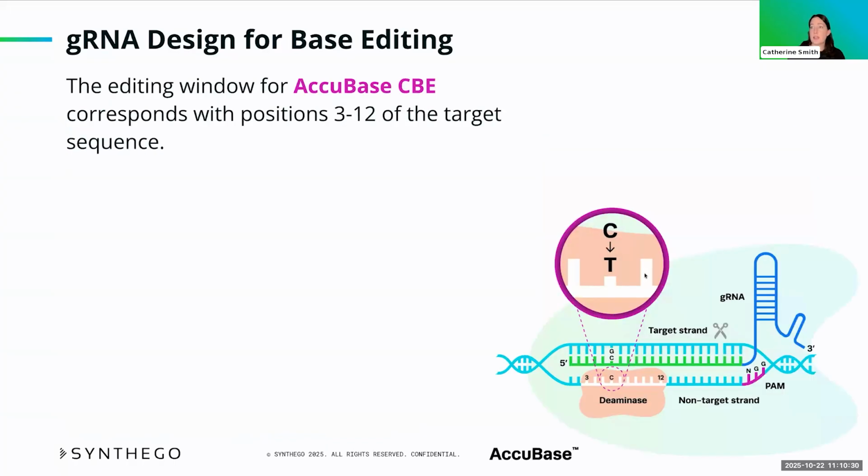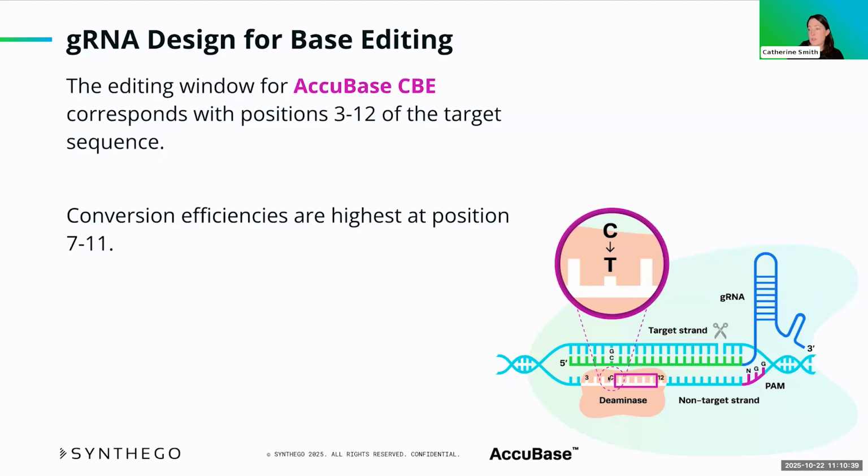For example, the editing window for Synthego's AccuBase CBE corresponds with positions 3 to 12 of the target sequence. But within this editing window, conversion efficiencies are highest at positions 7 to 11. And this is very typical. A lot of base editors do have a bit of a sweet spot within the editing window. And when you're considering guide design for your specific base editor, you should be able to check the characterization data for this specific base editor to confirm the positions with the highest conversion efficiencies within the editing window.